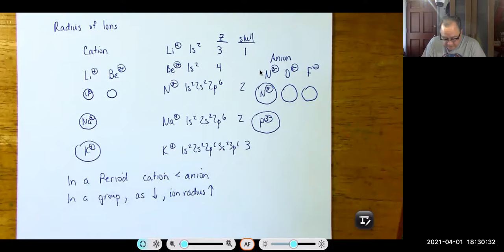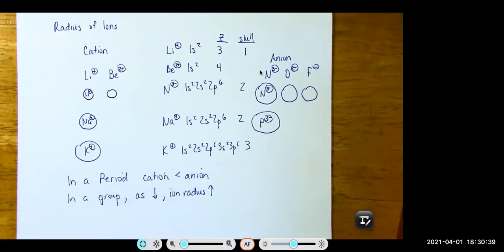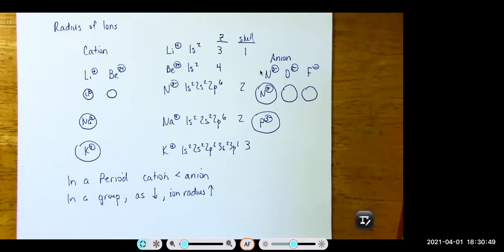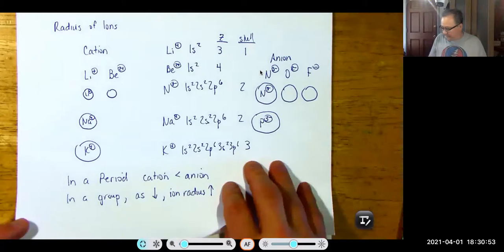So any question about the radius of ions? No, I think now I get it. Now what you might be wondering is, do we need to know what the actual radius is? And the answer is no, but you need to know the trends.